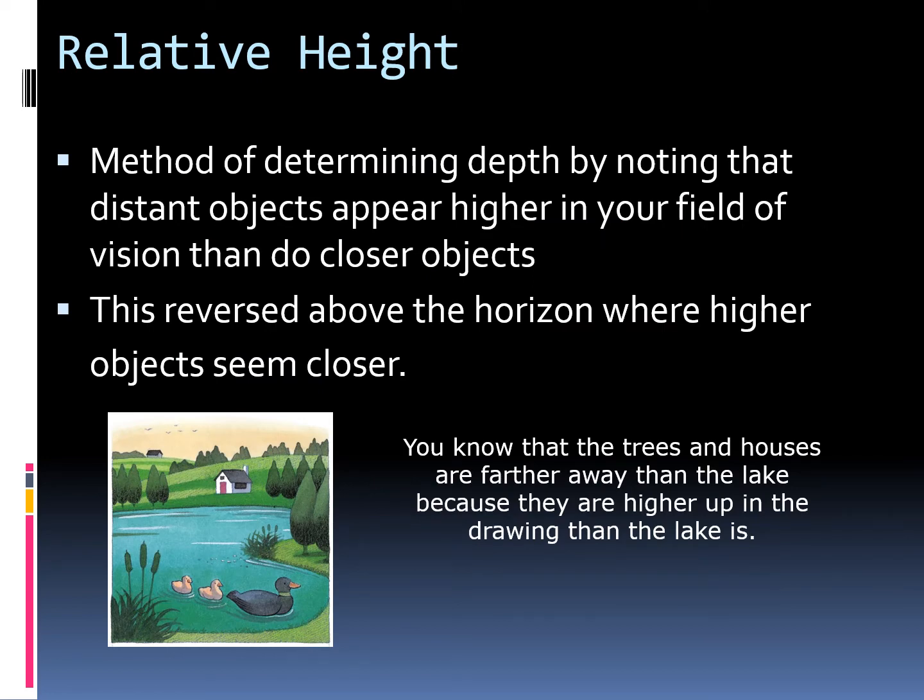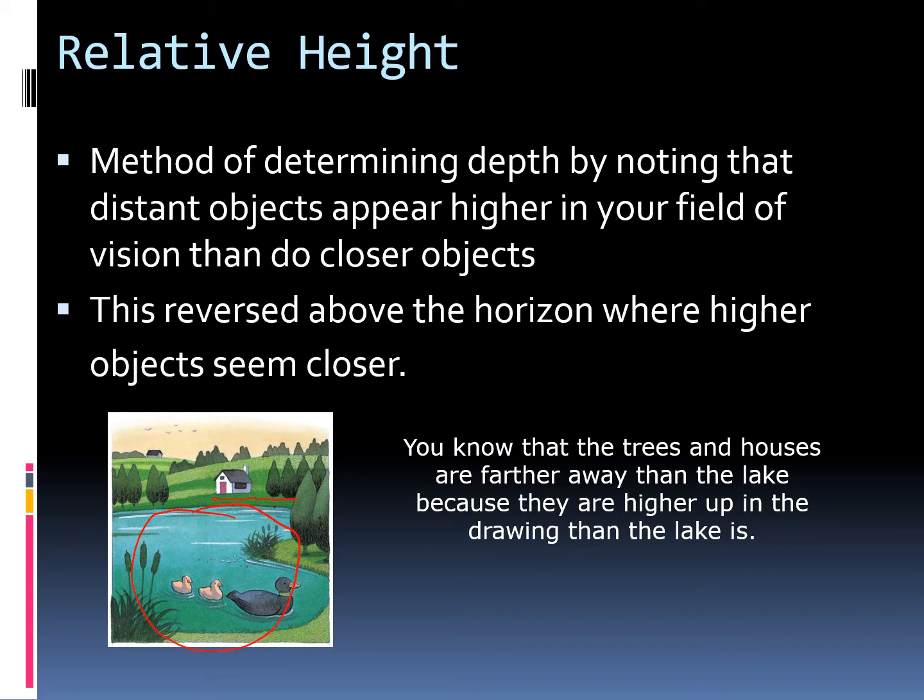Relative height is the method of determining depth by knowing that distant objects appear higher in your field of vision than do closer objects. This is actually reversed above the horizon, where higher objects seem closer. You know that the trees and the houses right here are farther away than the lake, because they're higher up in the drawing.